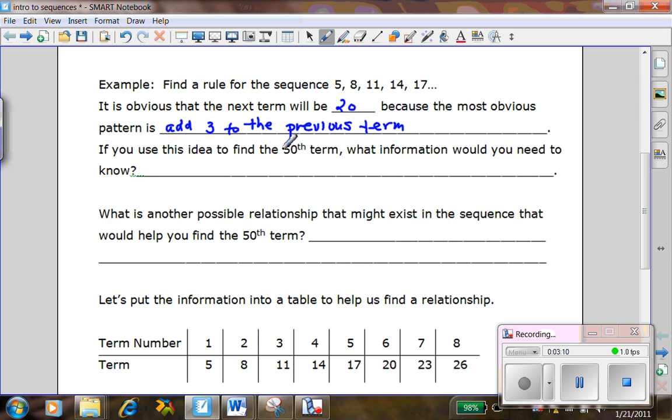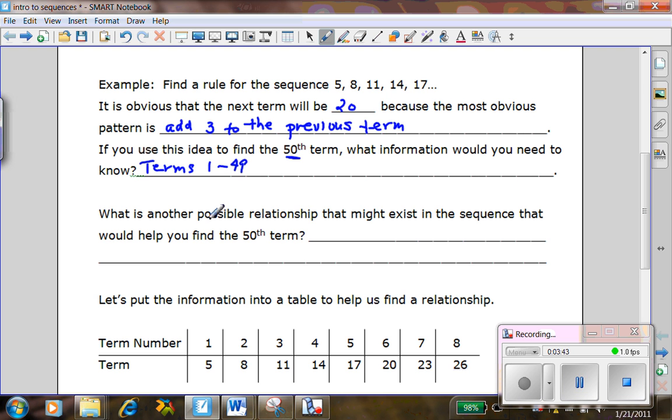Now, if you use this idea, let's say to find, I wanted to know the 50th term in that sequence, and we use this idea, what would we need to know? Well, if we just continually add 3, in order to get the 50th term, we would have to know terms 1 through 49. That means we would have to keep doing this, add 3, keep adding 3 every time until we get to the 50th term. And that does not sound fun.